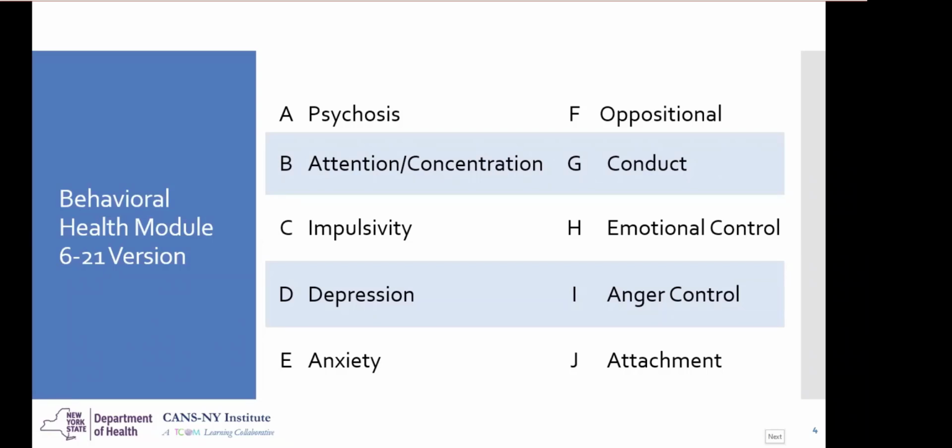Some of the items here are psychosis, attention concentration, impulsivity, depression, anxiety, oppositional, conduct, emotional control, anger control, as well as attachment. These are actually triggered when we are rating the screening questions. If we're rating those screening questions for behavioral health and trauma, and we're rating a 1 or 2 or a 3, then it triggers this module for the purposes of a deeper dive, a little more information of what this looks like.